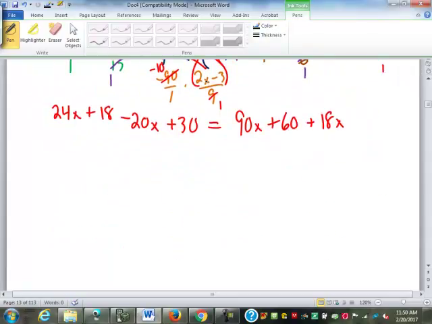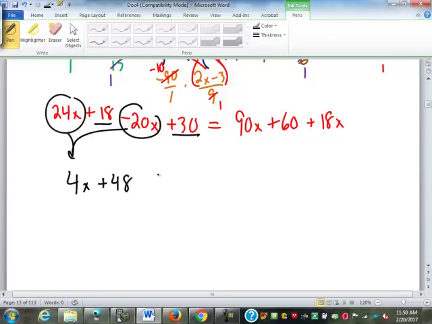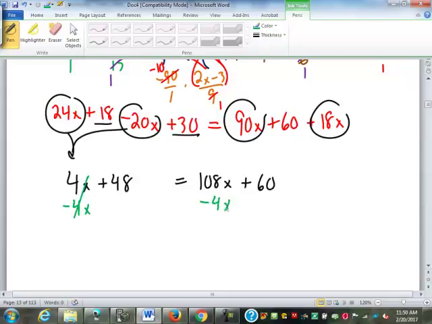So now down here we've got a lot of combining to do. 24x and negative 20x are going to give us 4x. 18 and 30 will give us 48. On the right side, 90x and 18x give us 108x. Then we've got positive 60 here. Now we still can't quite solve this because we've got an x on each side, so I've got to get rid of 1. I will get rid of the 4x. So right now I have 48 equals 104x plus 60.